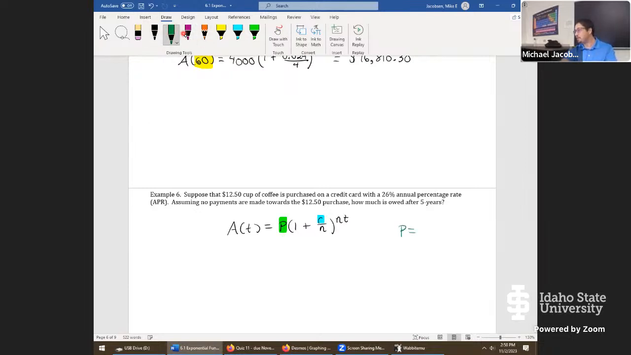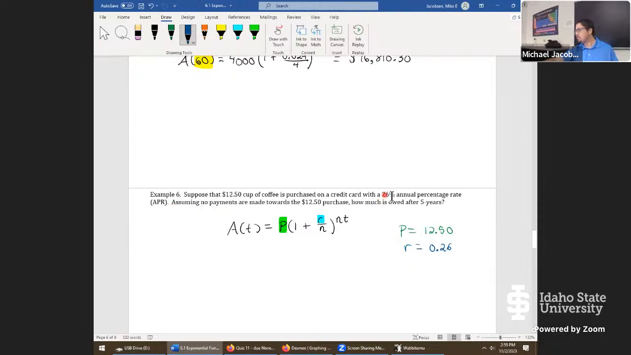So P equals $12.50. The initial charge on the coffee, it looks like it was an expensive one, probably extra buzz shots or whatever they call them. Here it said 26% annual percentage rate. So that's definitely the interest rate R. Let's write it in as R equals 0.26. That's a huge interest rate, but it's typical for a credit card these days.